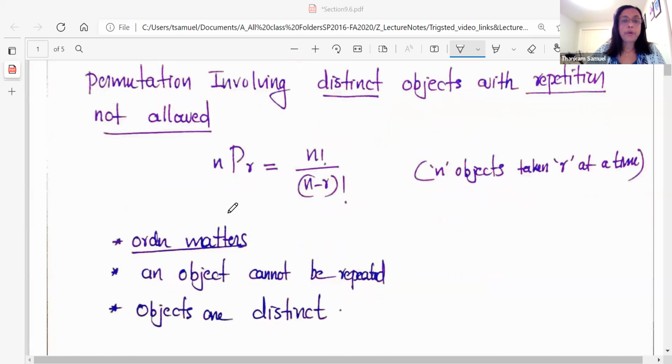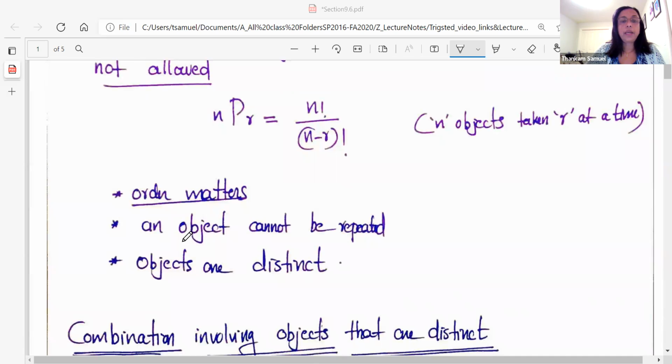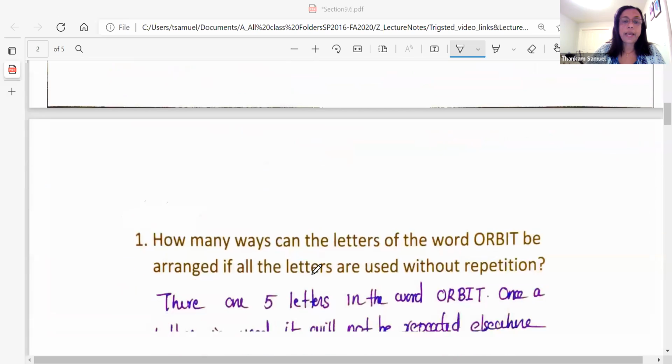The number of permutations of n objects taken r at a time is given by the formula nPr equals n factorial over n minus r factorial. So please note that in this case, order matters. An object cannot be repeated. Objects are distinct. So let's look at some examples.